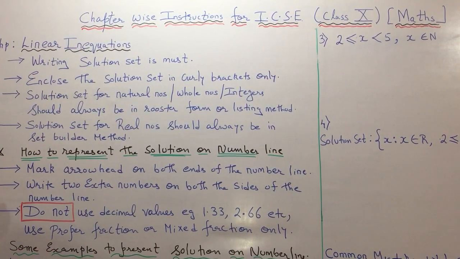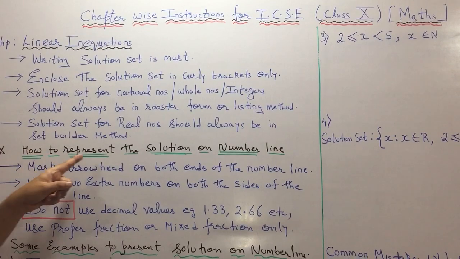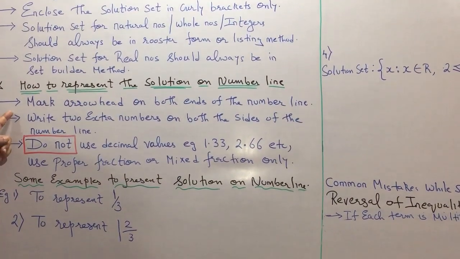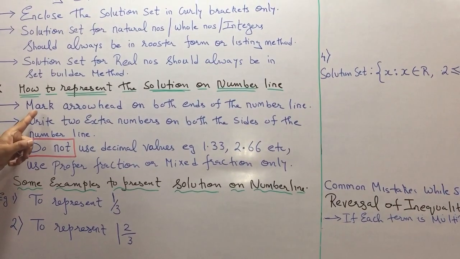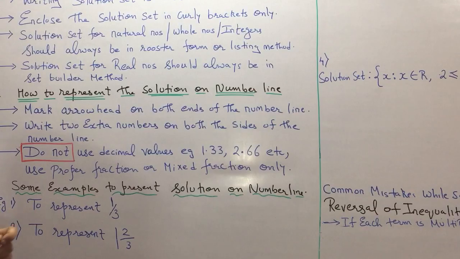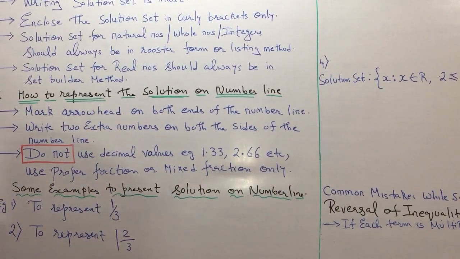The next article is very important when it comes to presenting the solution on the number line. So how do we represent the solution on the number line? What are the pointers we need to take care of? Mark arrowheads on both ends of the number line. The very first important instruction is to mark arrowheads on both ends of the number line.